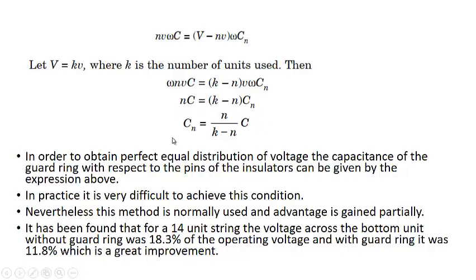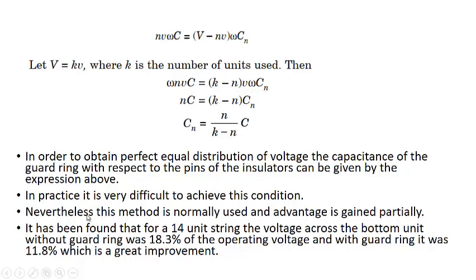In this way, we can calculate the value of the capacitance of the guard ring to the pin of the insulator in terms of the capacitance of the pin to ground. In order to obtain the perfect equal distribution of the voltage, the capacitance of the guard ring with respect to the pins of the insulator can be calculated by this expression. In practice, it is very difficult to achieve this condition because we don't know where to keep the guard ring to exactly cancel out the leakage currents.